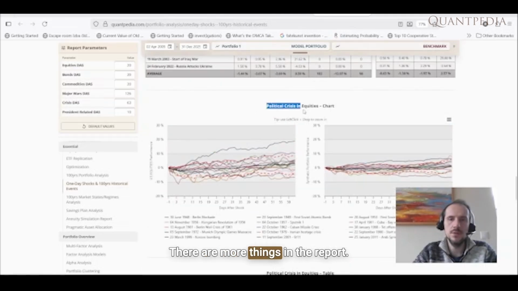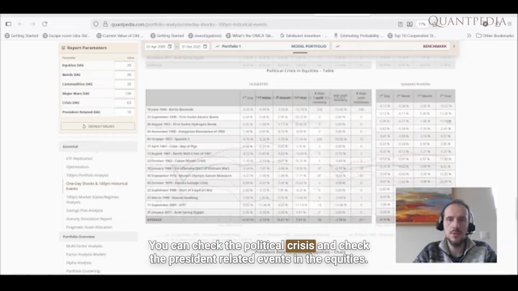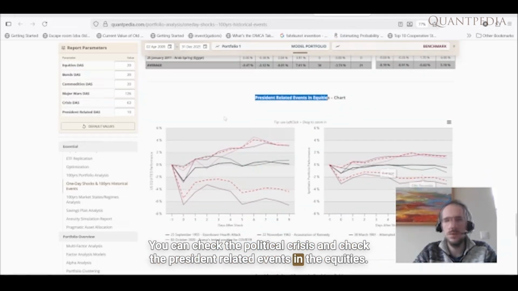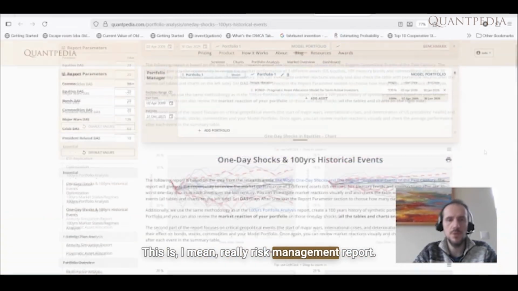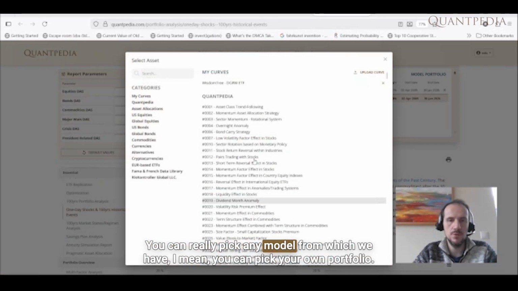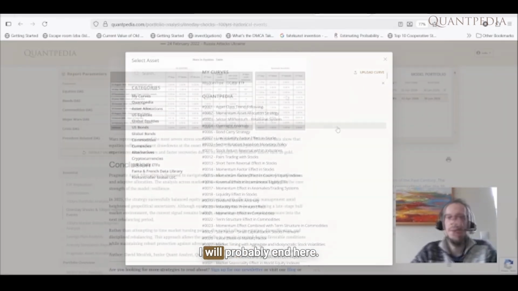There are more things in the report. You can check the political crises, you can check the president-related events in the equities, and how it looks when you have the model. This is really a risk management report. You can pick any model that we have, or you can pick your own portfolio, and I can run this report. I will probably end here.